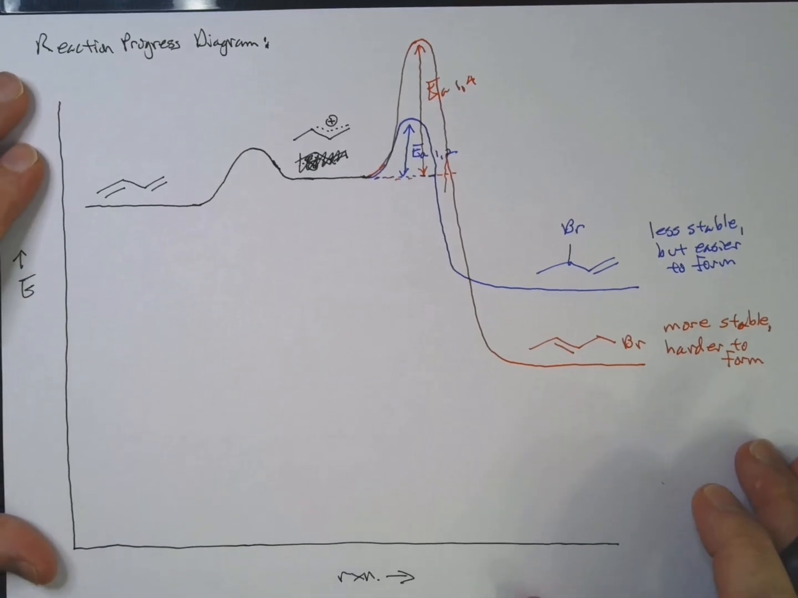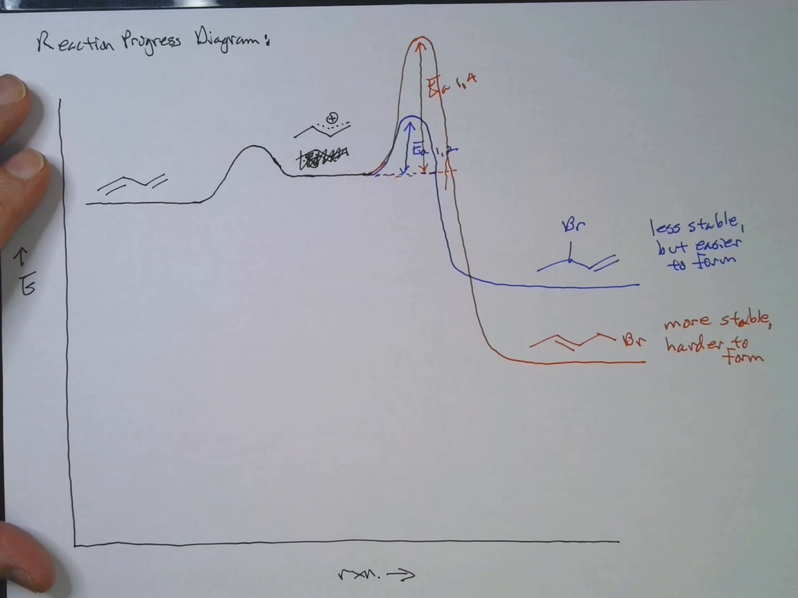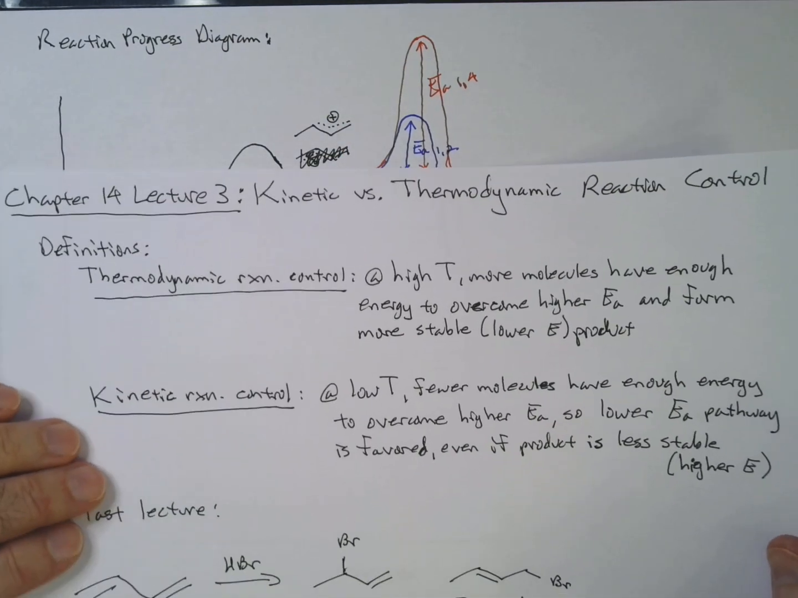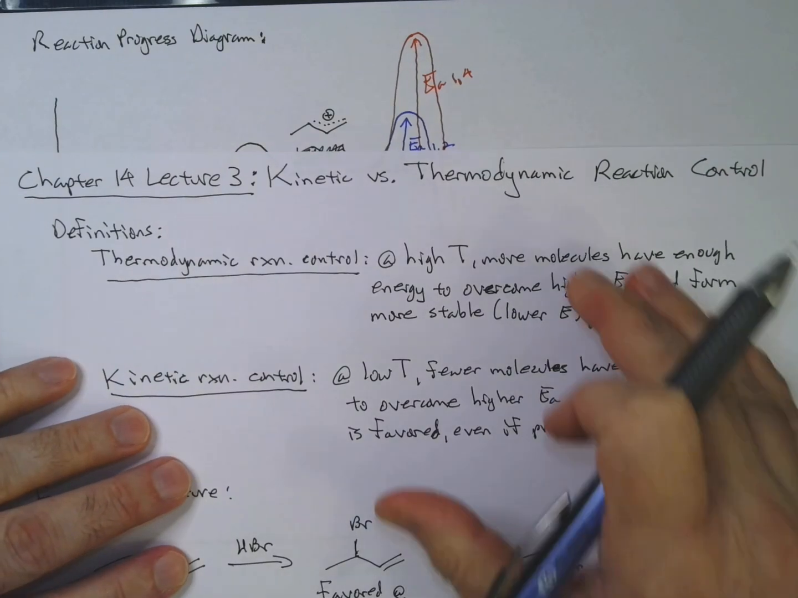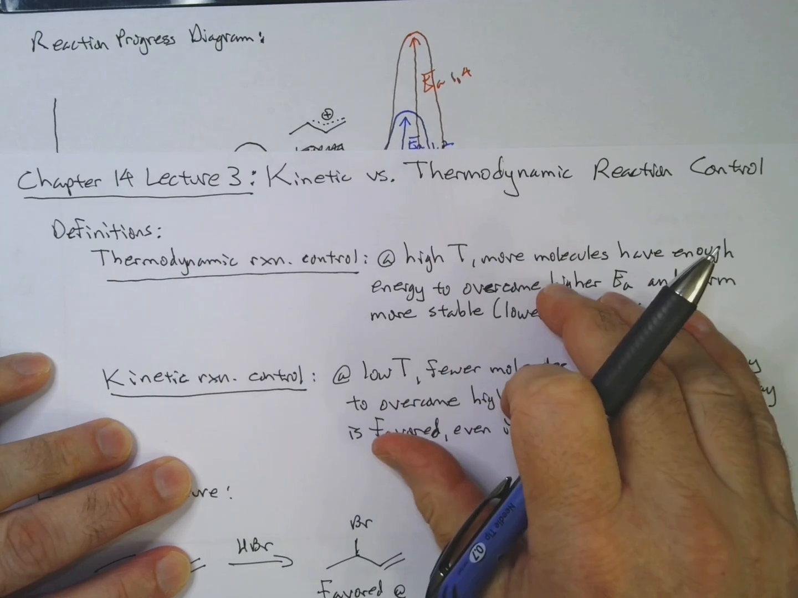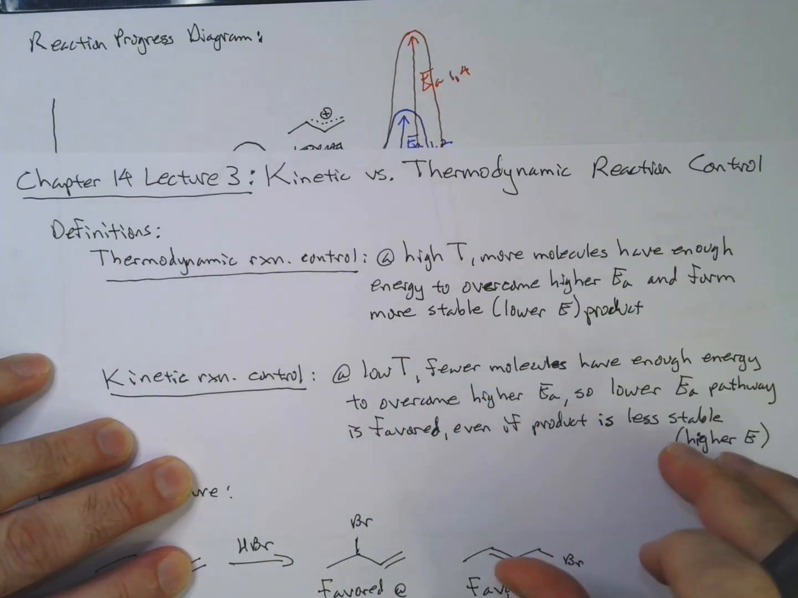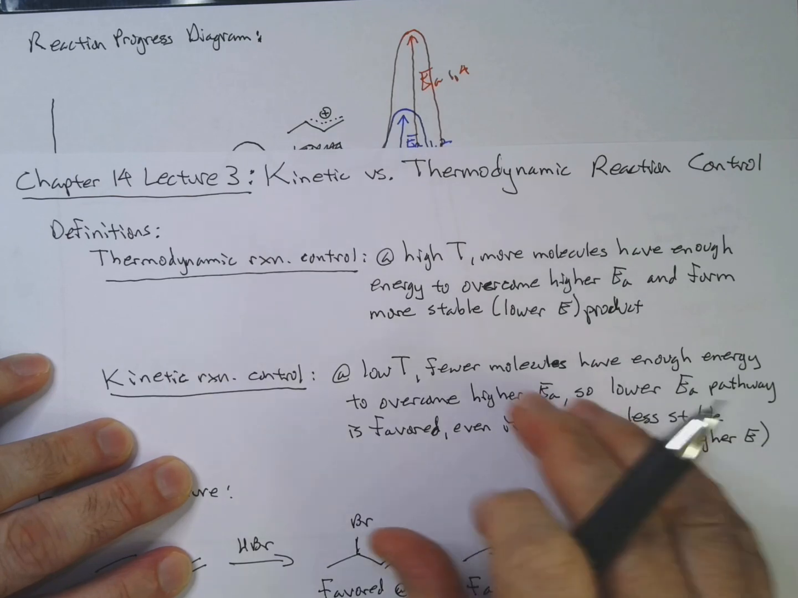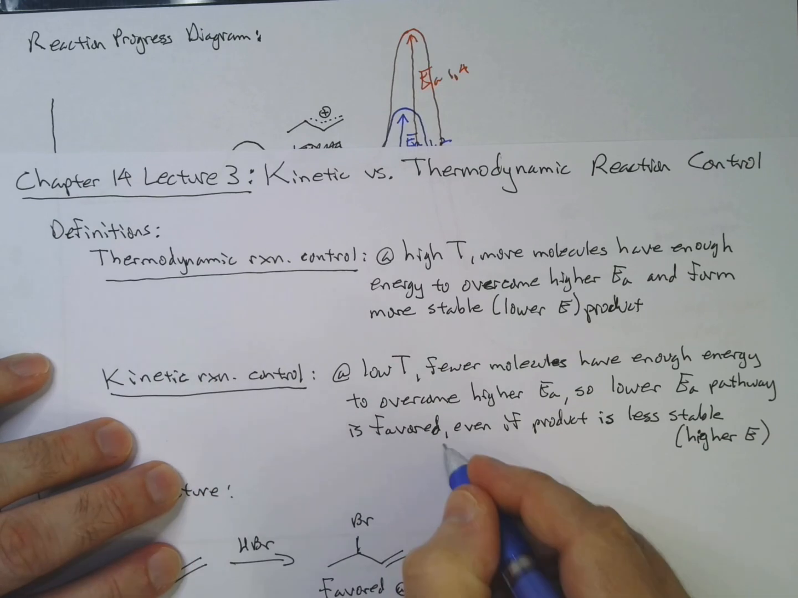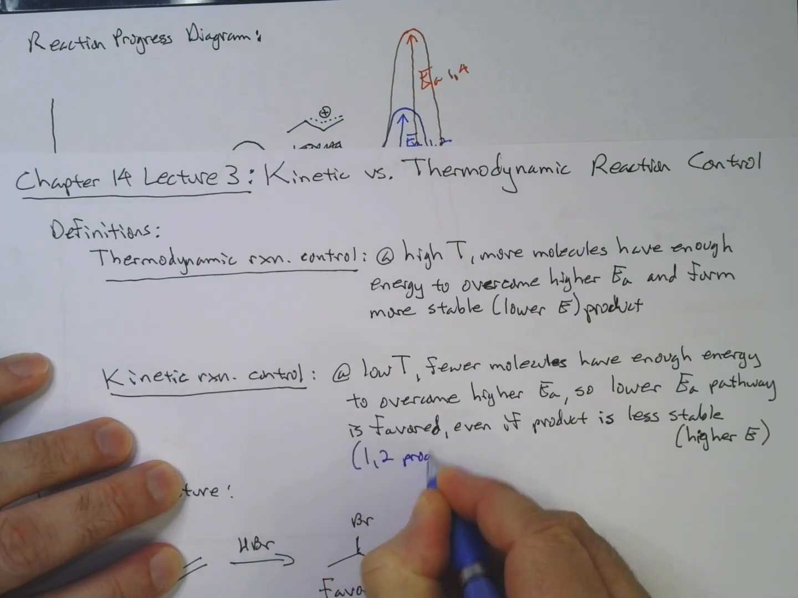And one thing I do want to call your attention to is really these definitions and thinking about what's going on. Because these are the definitions, all right? At high temperature, you get the more stable product. At low temperature, you get the product that is easier to form, lower activation energy. So for your kinetic reaction control, this is going to be the 1,2 product.